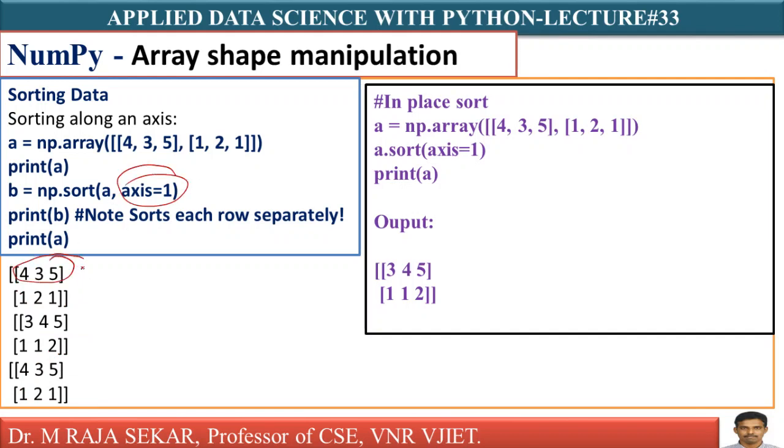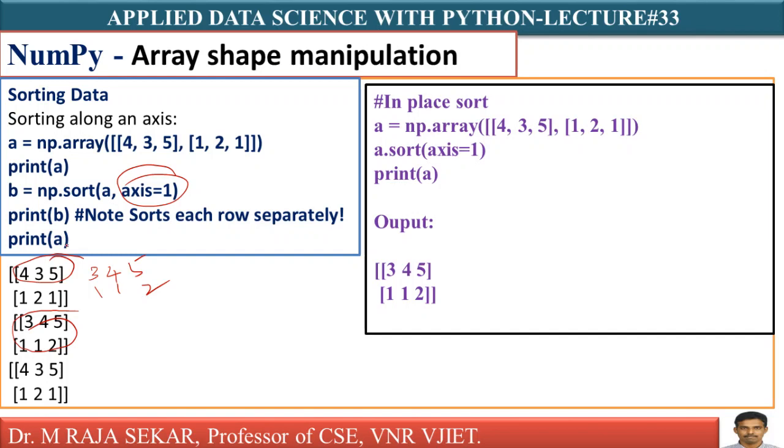If I sort, what will I get? 4 3 5 will be 3 4 5. And what will I get if I sort 1 2 1? 1 1 2. That's what it says. 3 4 5 1 1 2, isn't it? Print B.